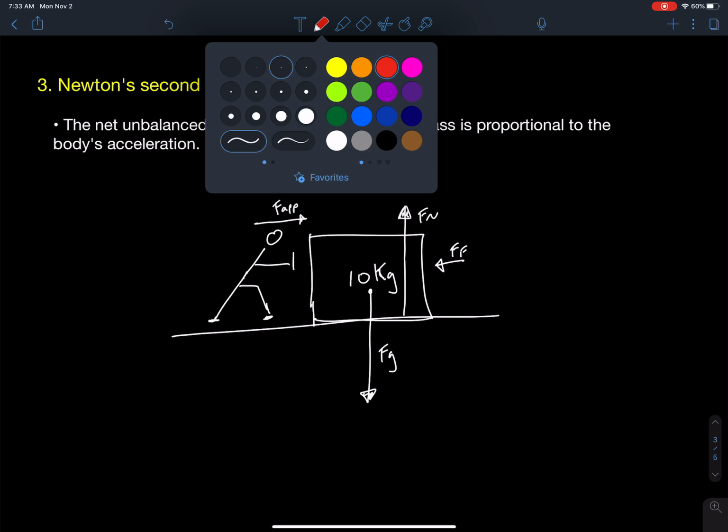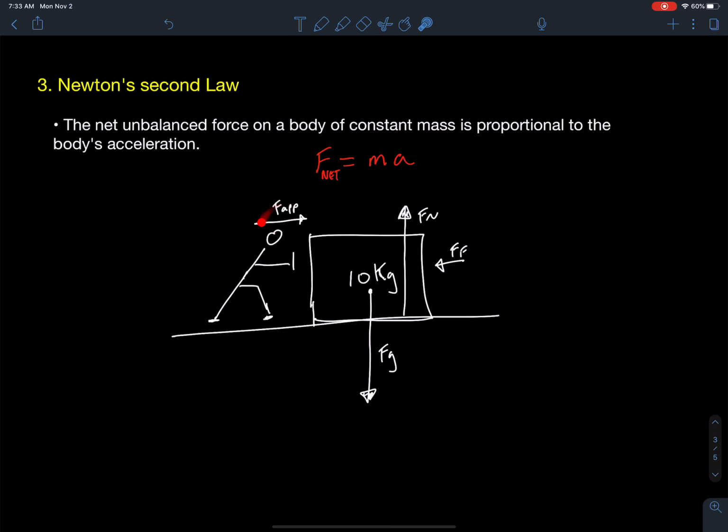If this dude is applying a force onto the side of that 10-kilogram object, and that force is greater than the force of friction, the object will accelerate in that direction. It's not going to move up and down because the force of gravity is equal to the normal force, so they balance out. But if my applied force is greater than my force of friction, the object is going to accelerate in that direction. So let's put some numbers to this.